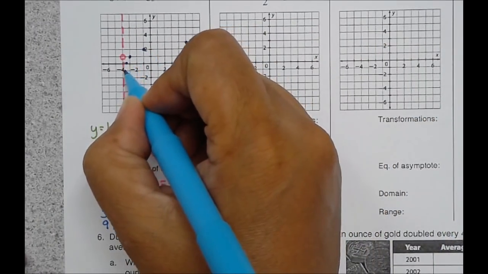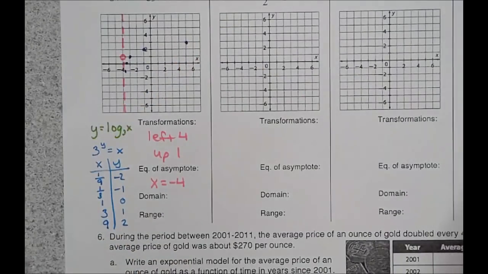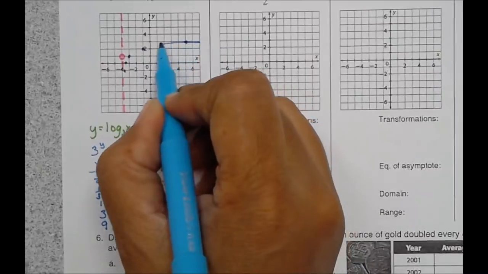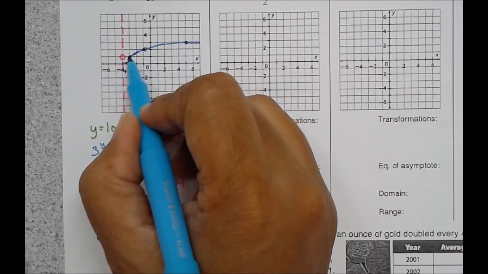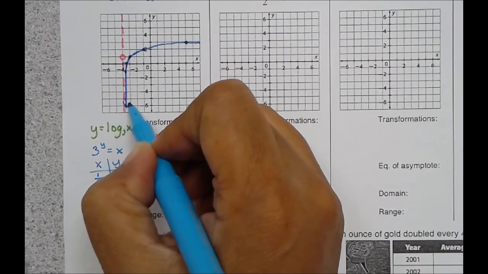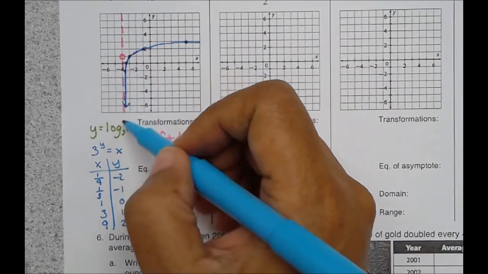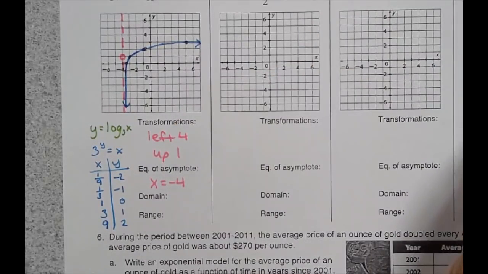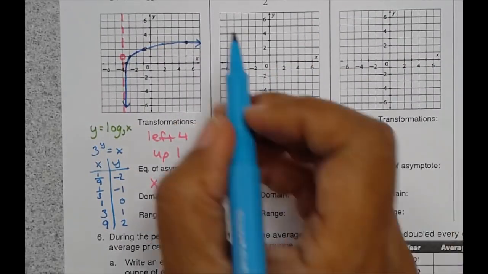Keep in mind that an asymptote is a line that a graph gets closer and closer to. So this graph is going to get closer and closer to this asymptote, keeping in mind that it will not ever touch that asymptote. Make sure there's arrows on the end to denote that it goes on and on forever.